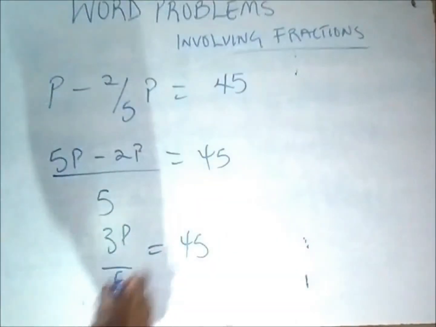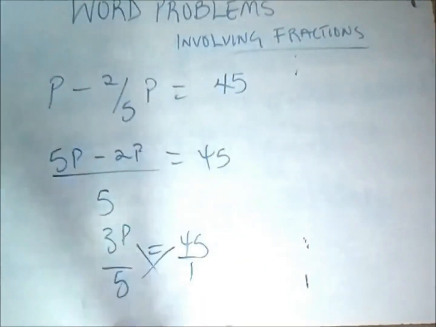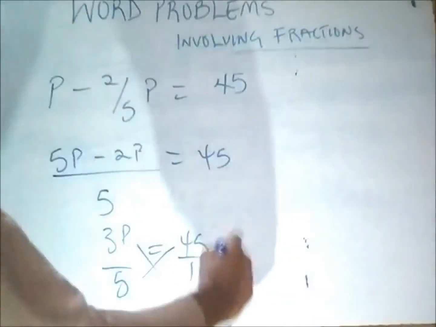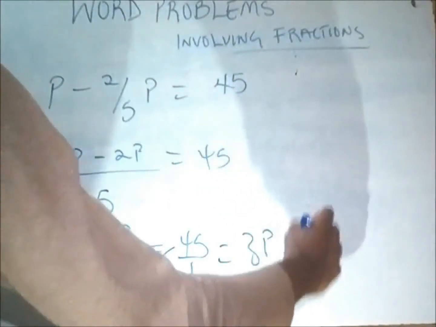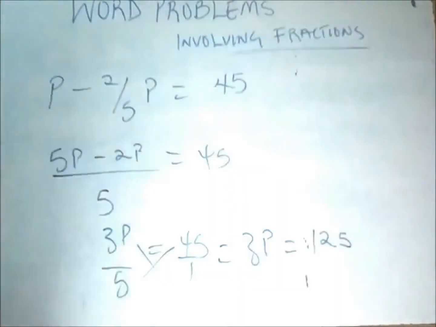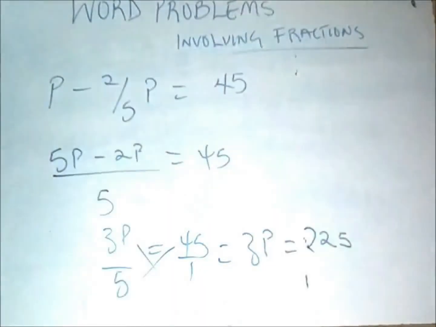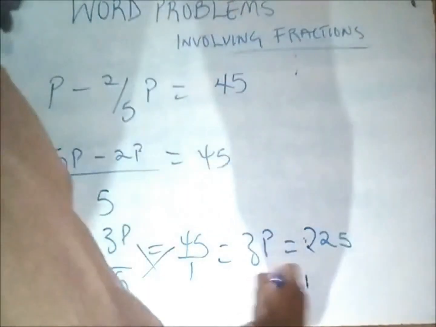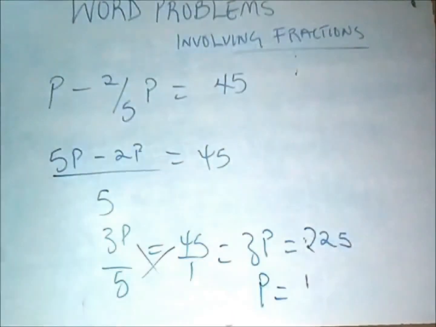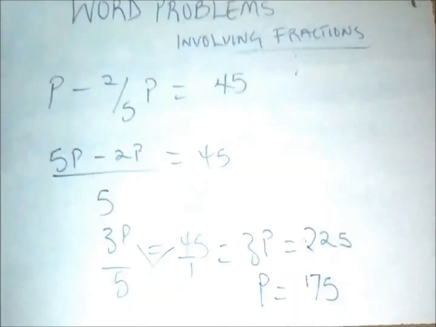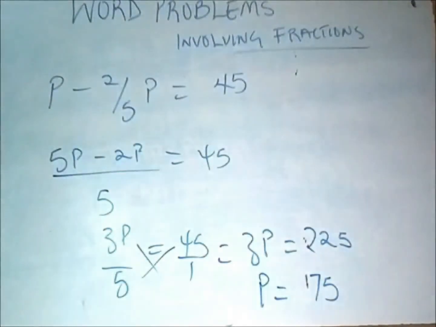So if we cross multiply, and that's what we normally do when we have equal to here, we have 3P equal to 2 times 5. Sorry, 45 times 5. That means P is equal to 75. So that is our pocket money.